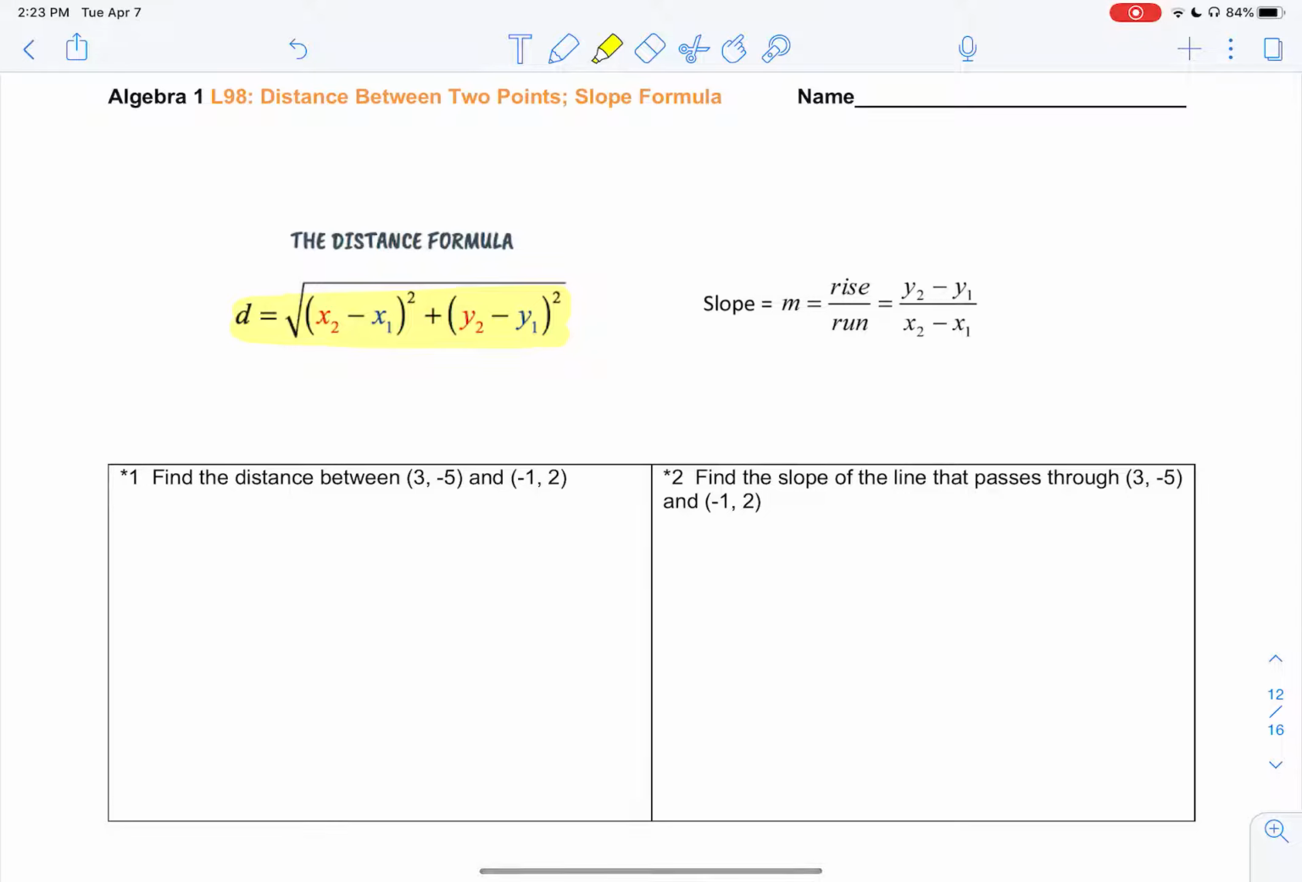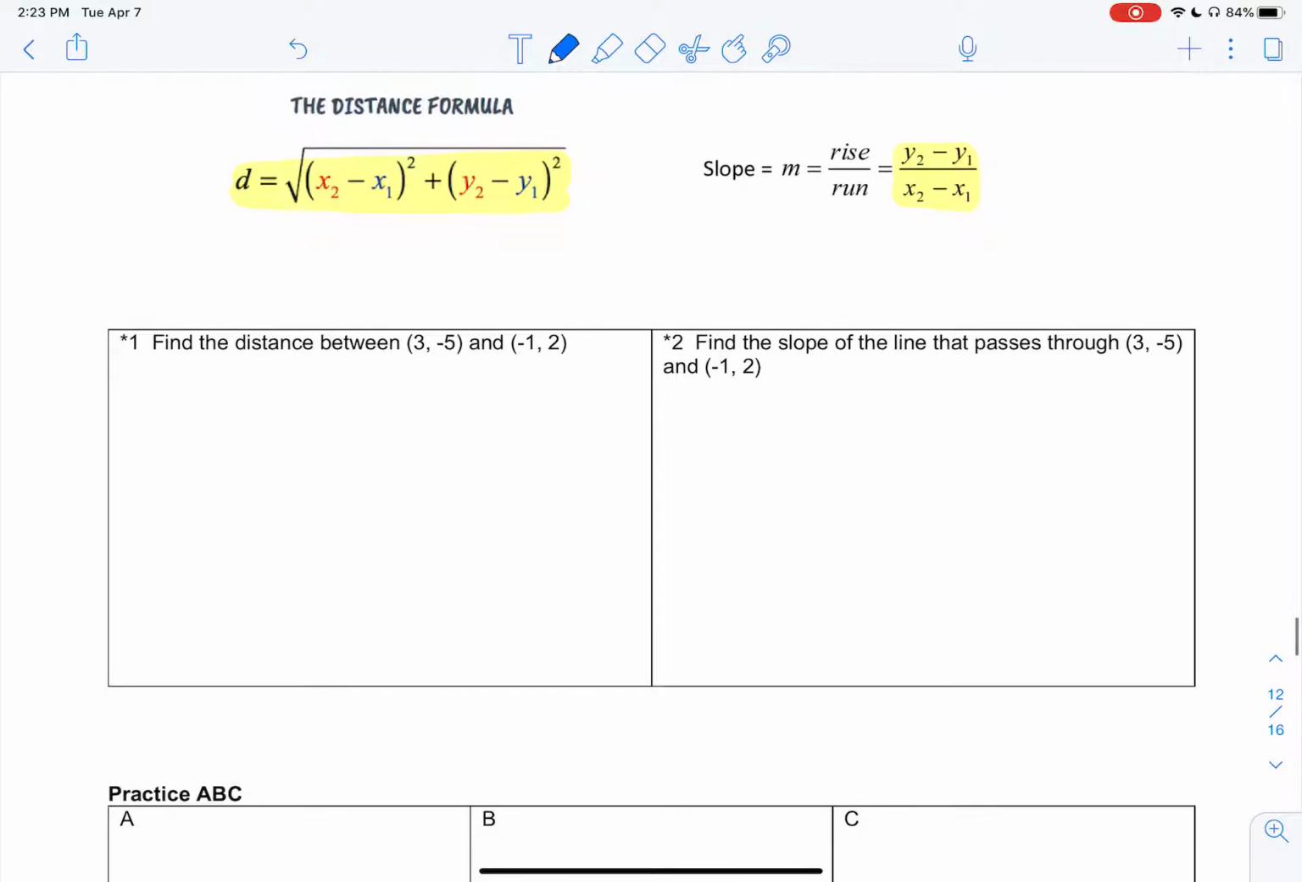One that should look a little more familiar to you is the slope equation, especially written here on the right side, where we have the difference of y over the difference of x. We're going to be utilizing both of those formulas for our lesson today. So the first thing is to go to that star question.